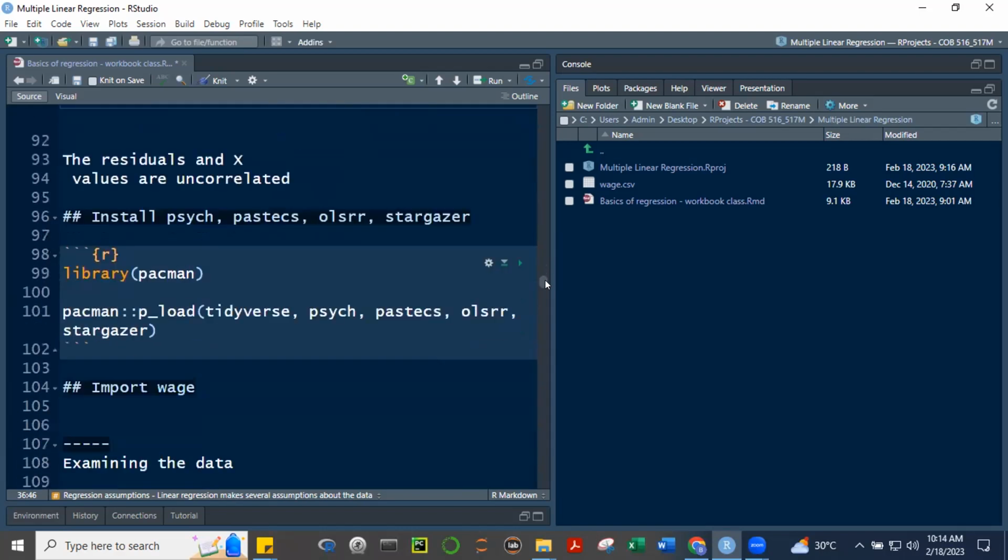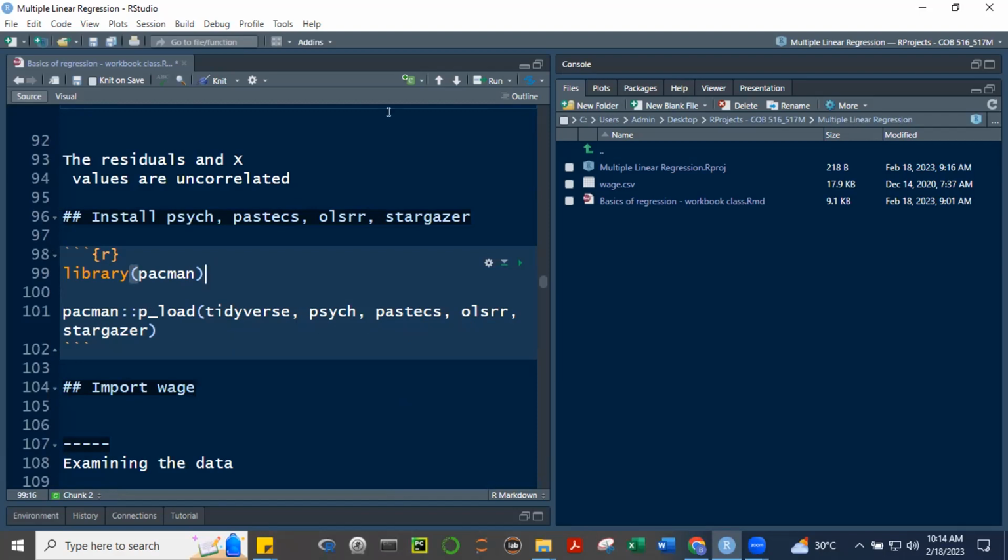All right. So let's now go here. Let's first try our first model. Simple linear regression lang aabutin natin ngayon. So let's load these packages. We have met these packages before. Tidyverse. Si Psych hindi pa. Si PasteText, OLSRR hindi pa. Stargazer hindi pa rin. So let's use Pacman. I-load muna natin si Pacman. Tapos, para automatic na i-install yung packages at saka yung mga other packages na to, i-load na rin. Let's use the p_load.